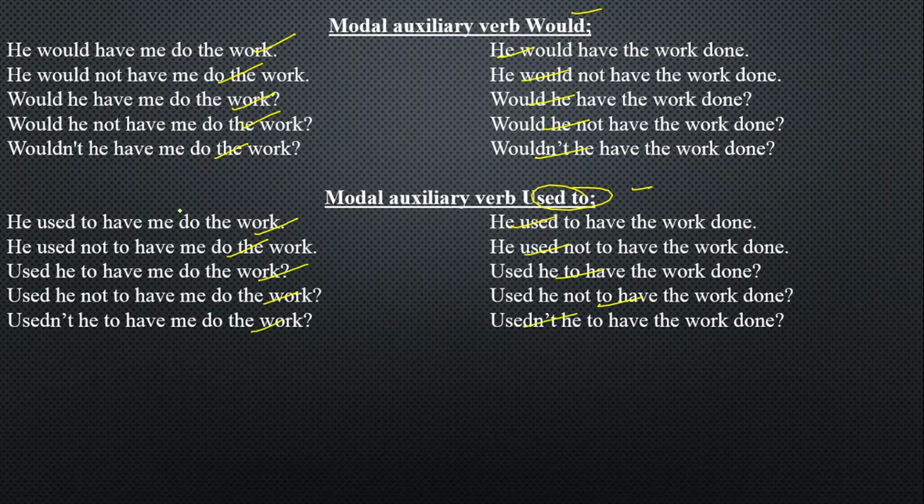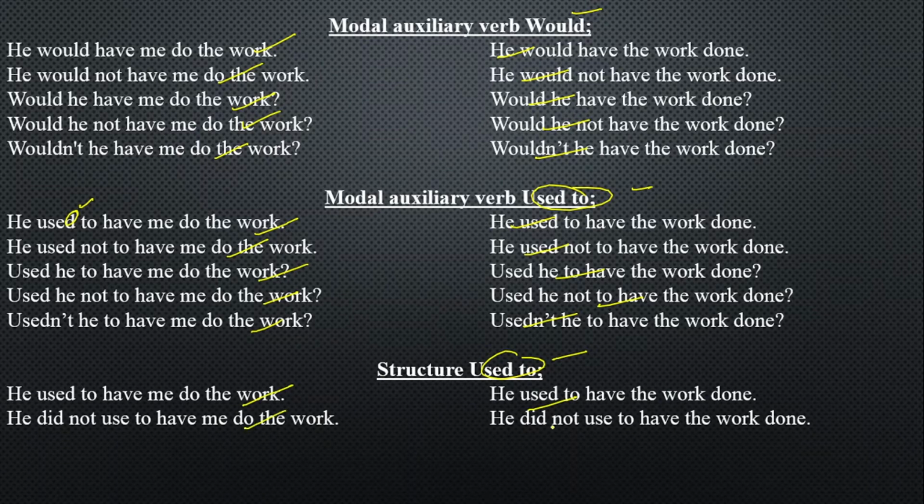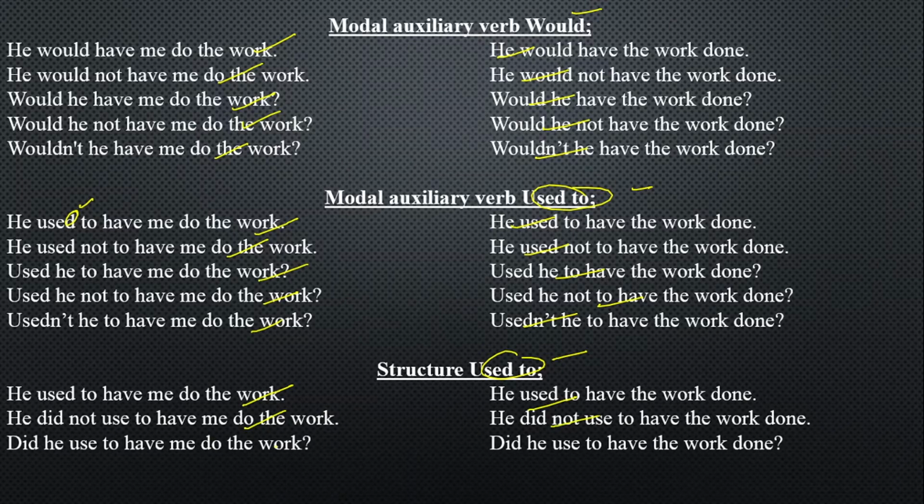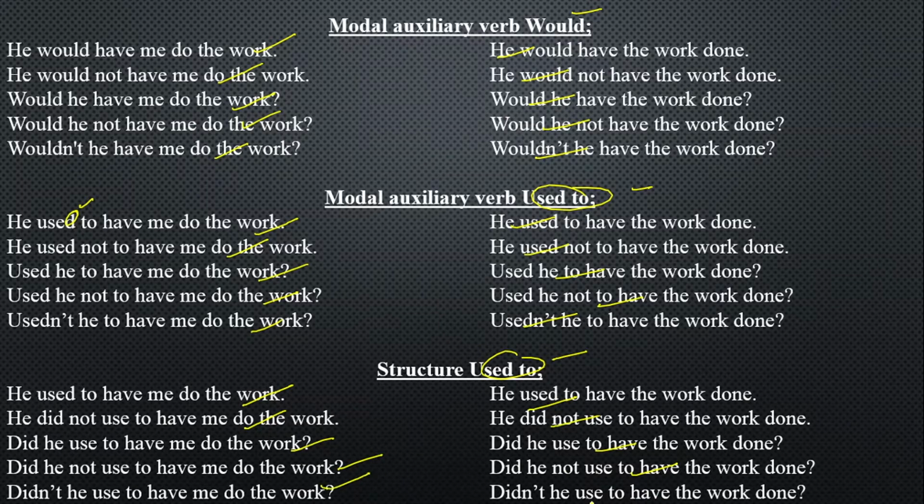Keep in your mind here, D is written but it is not pronounced, it is said "used to," not "used to." If "used to" is a structure, how will you make the sentences? He used to have me do the work, he used to have the work done. He did not used to have me do the work, he used not to have, he did not used to have the work done. Did he used to have me do the work, did he used to have the work done? Did he not used to have me do the work, did he not used to have the work done? Didn't he used to have me do the work, didn't he used to have the work done?